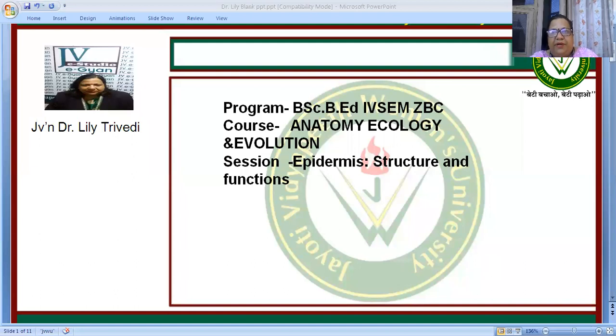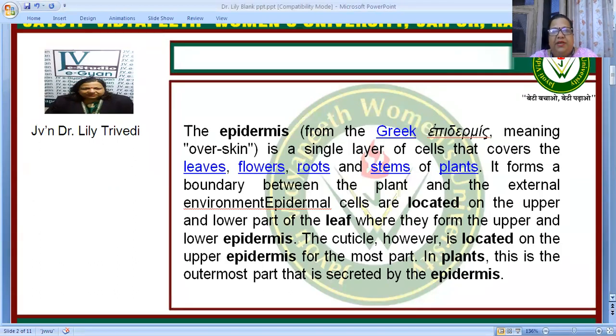As you all know, epidermis is the most important layer of the plants and has unique functions. Now, what is epidermis? Epidermis comes from the Greek word that means over skin, and is a single layer of cells. Now, it covers the leaf, roots, flowers, stem of plants. It forms a boundary between the plant and the external environment. Likewise, in human beings, we have the skin. The plants have the epidermal cells.